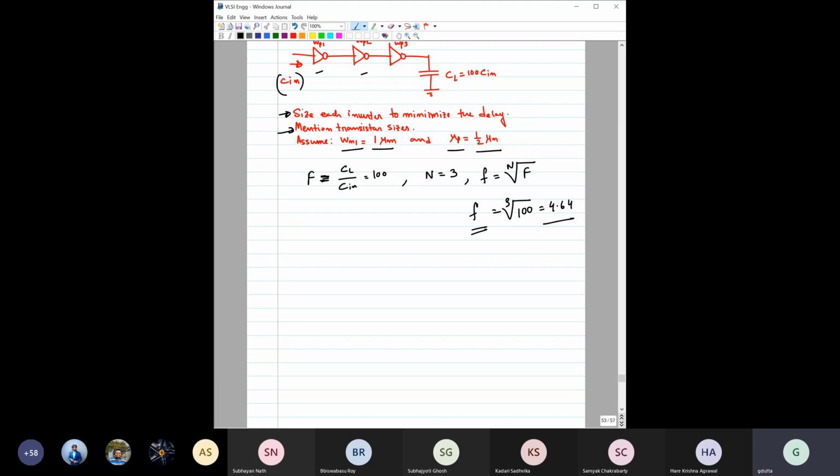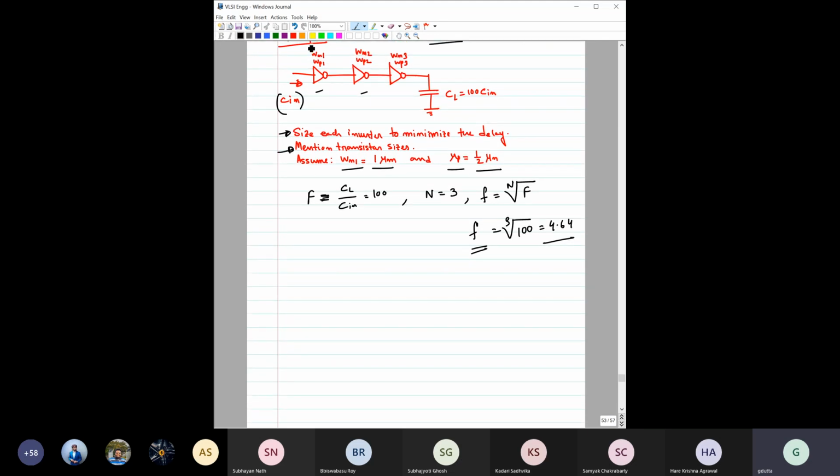Now we have to find the transistor sizes. To find the transistor sizes, what we have to do for the first one, second one, third one. So for the first one, the width is already mentioned as WN1 equal to 1 micrometer, right? And it is also mentioned that mu P equals half of mu N, right?